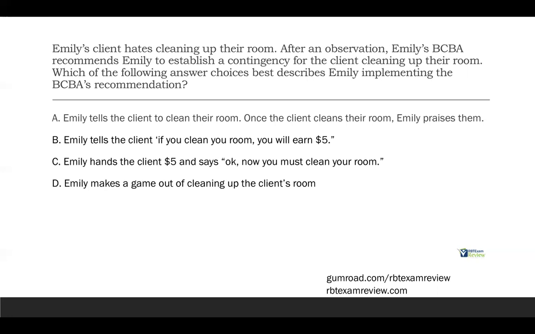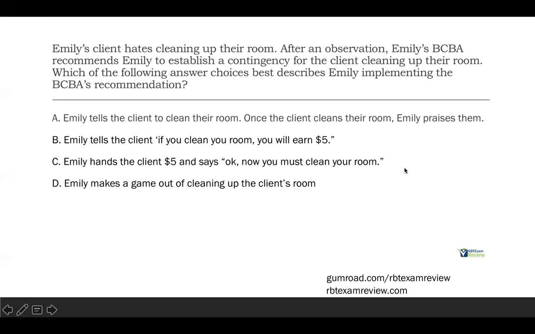So A is out. B, Emily tells the client, if you clean your room, you will earn $5. Perfect, right? If clean room, then earn $5. That is a contingency. That is Emily establishing a contingency. Read all your answer choices, no matter what.